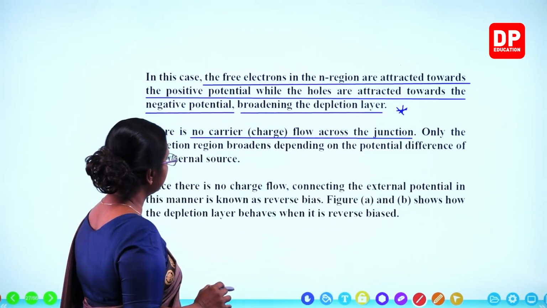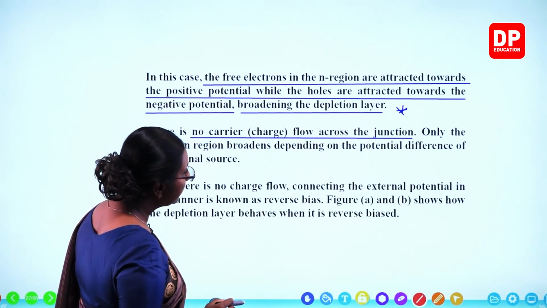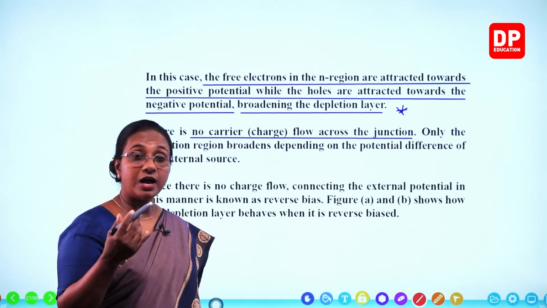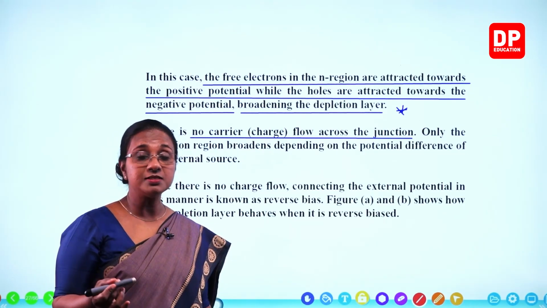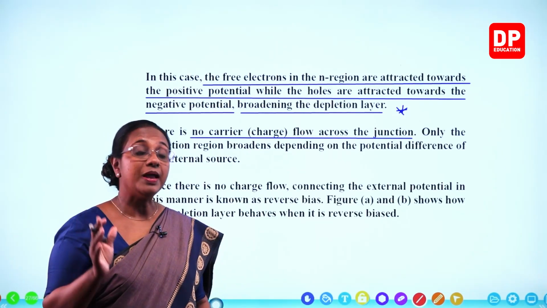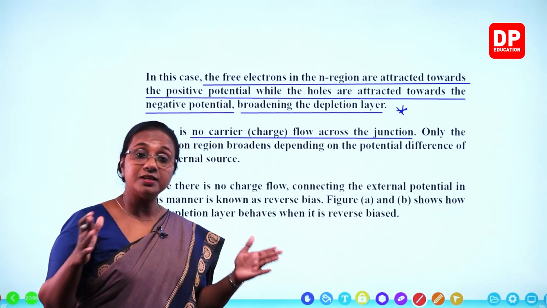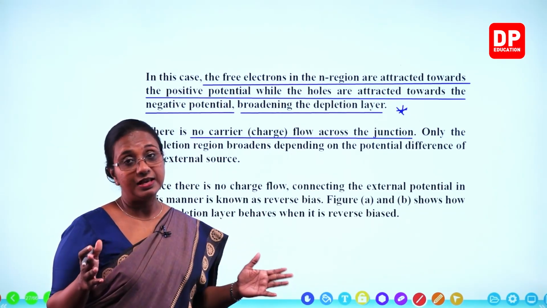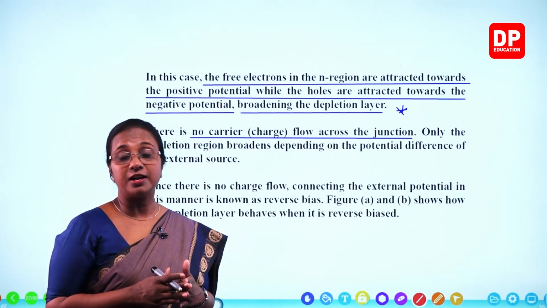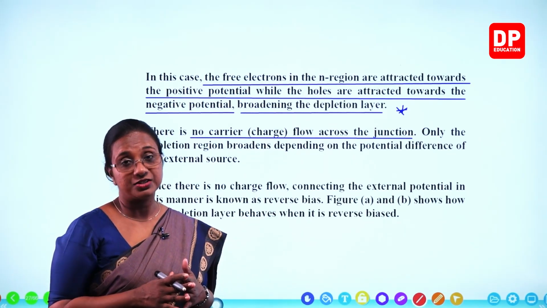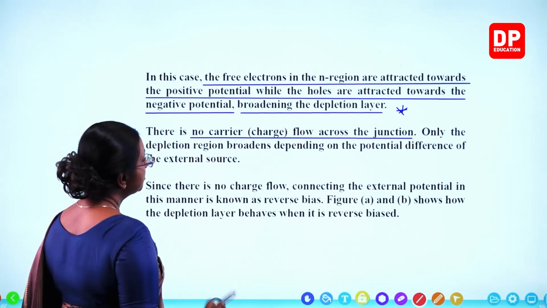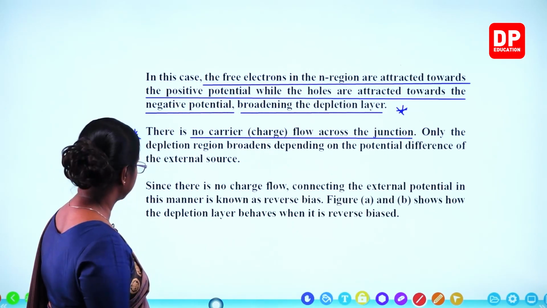Only the depletion region broadens depending on the potential difference of the external source. So, if you supply a higher potential difference, the depletion layer will broaden even further. Depending on the potential difference, the broadness of the depletion layer will vary. But anyway, there will be no current flow through the PN junction. That is important. So, there is no charge or carrier flow across the junction.